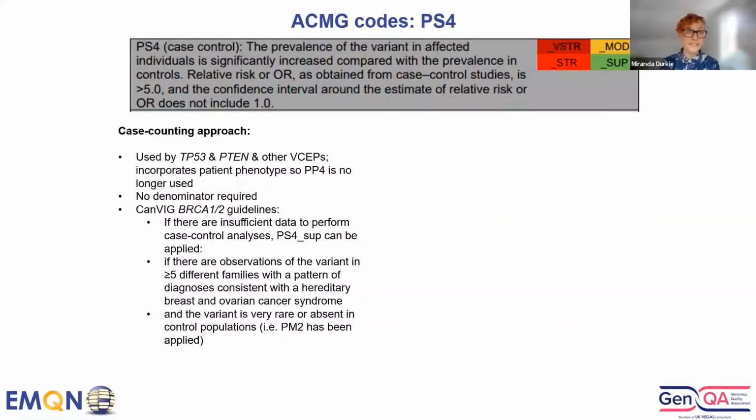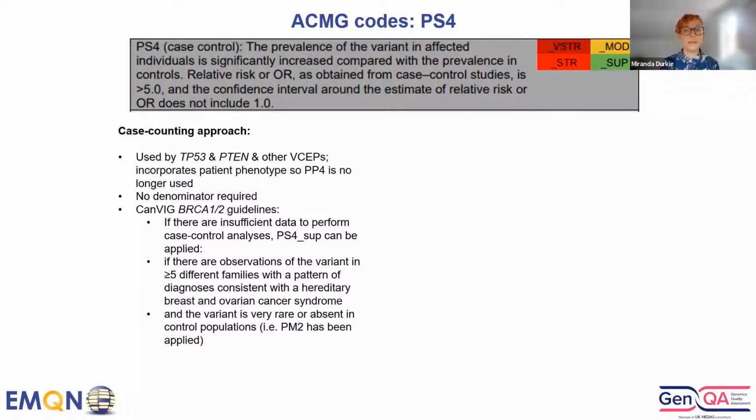But unfortunately, it's very rare to get case control studies in cancer susceptibility. So the majority of the published VCEPs have gone for this case counting approach, certainly used by the TP53 and PTEN VCEPs. It's particularly useful where you've got quite a specific patient phenotype, and then they would not use that PP4 phenotype code. The advantage of it is that you don't need to know the total number of tests required. You don't need a big case control study.